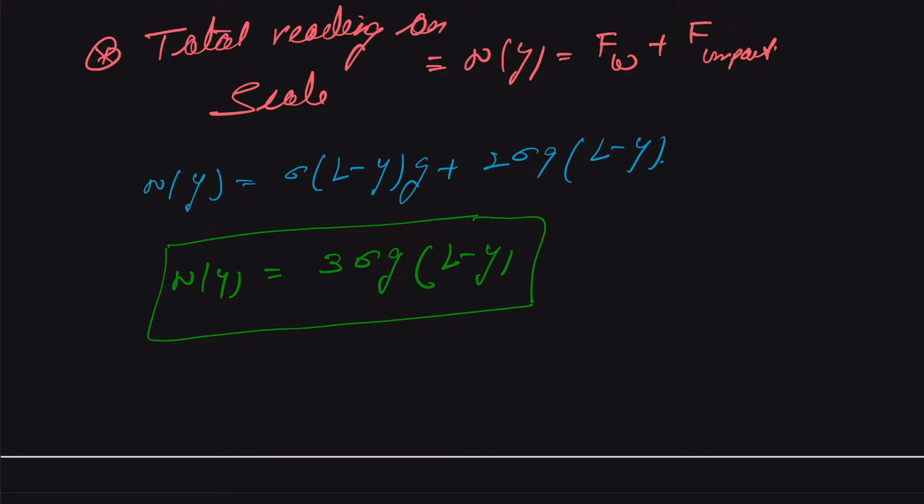Okay, that is dependent upon the length of the chain. We have to remember that L is the total length, and y we have taken as length which is not on the scale. Okay, so L minus y is a representation of the total length which is on the scale. So this is major.